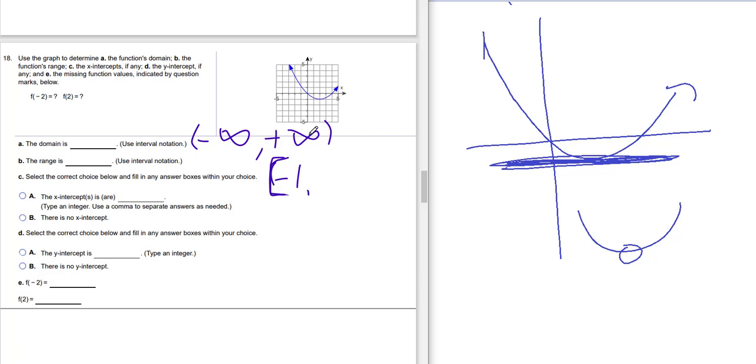And how high does it go? Well, these arrows indicate it keeps going up, so that's also +infinity. And by the way, you don't have to write the plus. You can just write infinity.